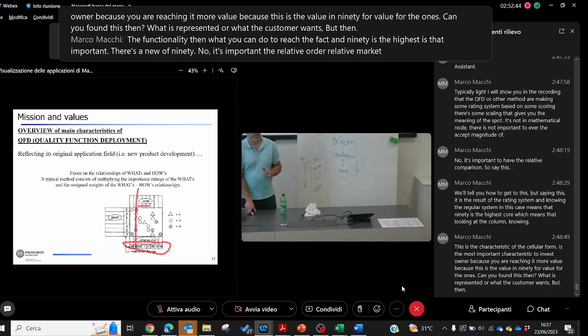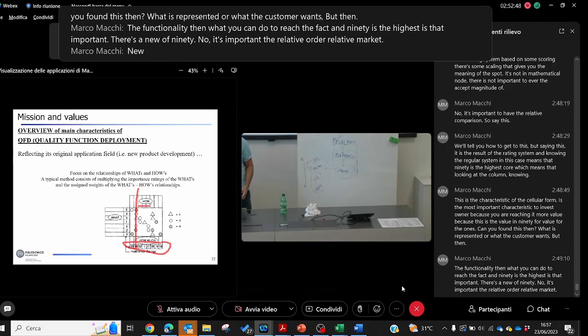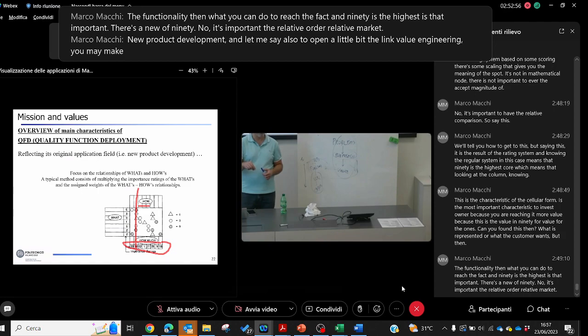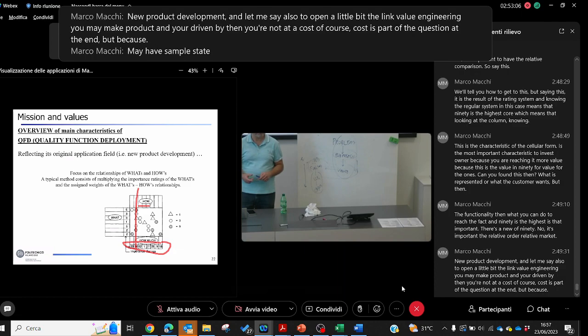Here, that's an example that comes from new product development. And let me say also, to open a little bit the link, value engineering: you make a product and you're driven by the value, not by the cost. Of course, cost is part of the equation at the end, because you may have some constraint on the budget and so on. But in this evaluation, the 90 tells you about what you want to provide to the customer.